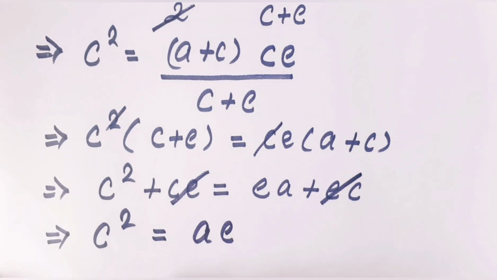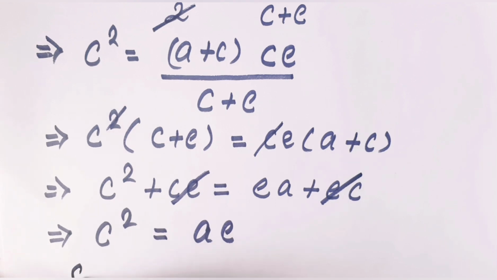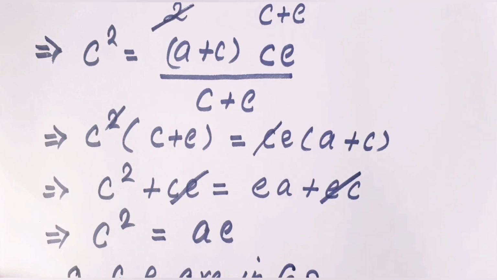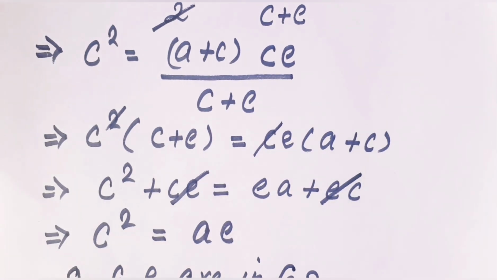If C square is equal to AE, then we can write A, C, E are in geometric progression GP. We can write this because it becomes C is equal to root over AE. Squaring on both sides we get C square is equal to AE. In this way we can prove this question.